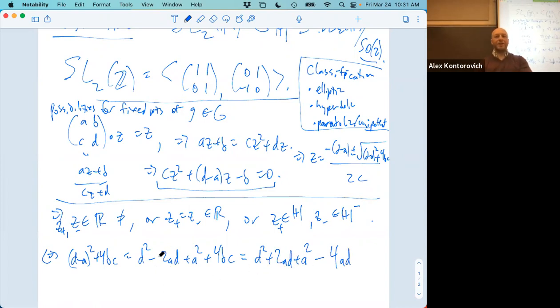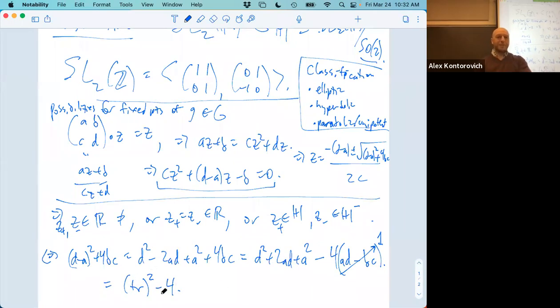I'm adding 4ad, so hopefully that's just not doing anything. And then plus 4bc, so I'll do that minus bc. So there was a plus 4bc. There's a minus 2ad, which I've written in a funny way. I've grouped this because ad minus bc is 1. And a plus d, which is the trace. A plus d is the trace squared minus 4.